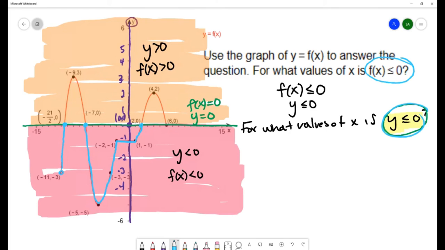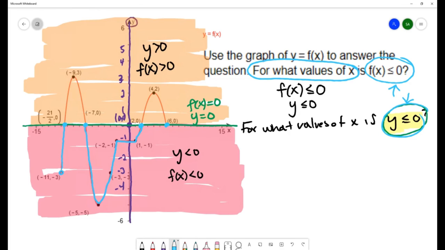This point is on the x-axis, that's y equal to 0. And this point is on the x-axis, that is y equal to 0. So in blue there, you see all of the points on the graph that satisfy our description here. Now what we have to answer is, what are those x values? So we need to describe those x values.